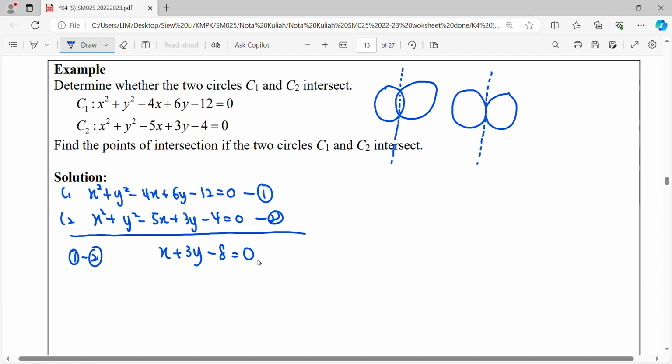Alright, so in order to find the point, we are going to substitute this common line back into either one equation. For this line, we express x as the subject, for us easier to substitute. We're going to sub equation 3 into either one of the circle equations, so we can meet the intersection point. So we choose to substitute it into equation 2.